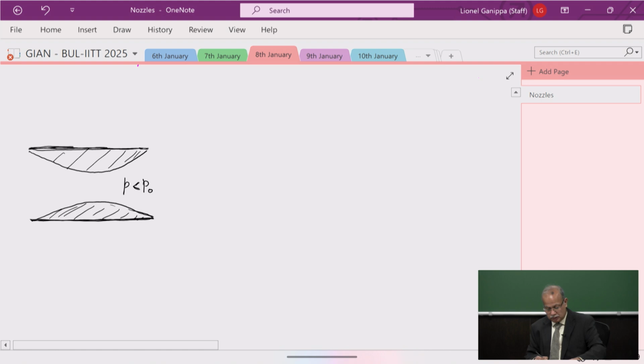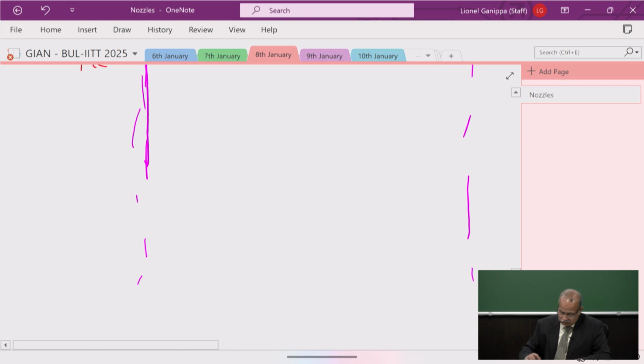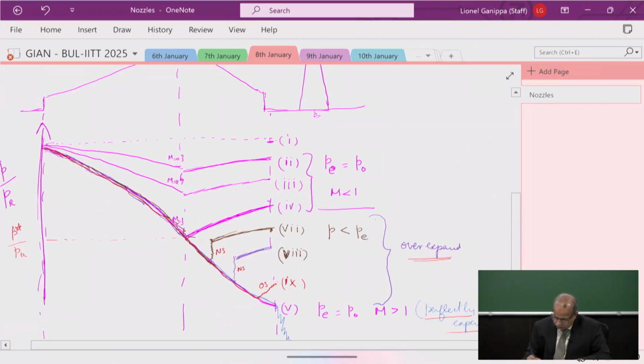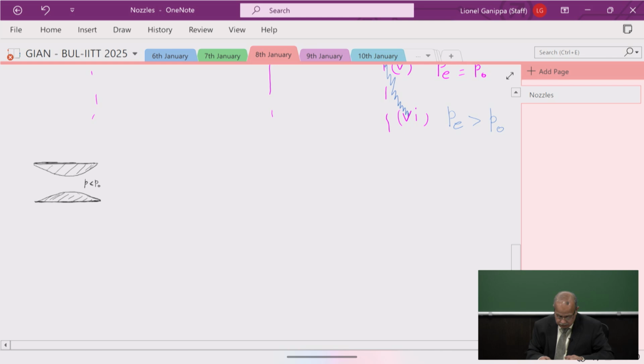Let us consider a situation here. You have a convergent divergent nozzle. The pressure here at this point is less than the ambient pressure. Now, what is the situation when pressure is less than the ambient pressure? Sorry, this is the ambient pressure. Pressure less than ambient pressure here. So it is overexpanded. So this is an overexpanded situation here.